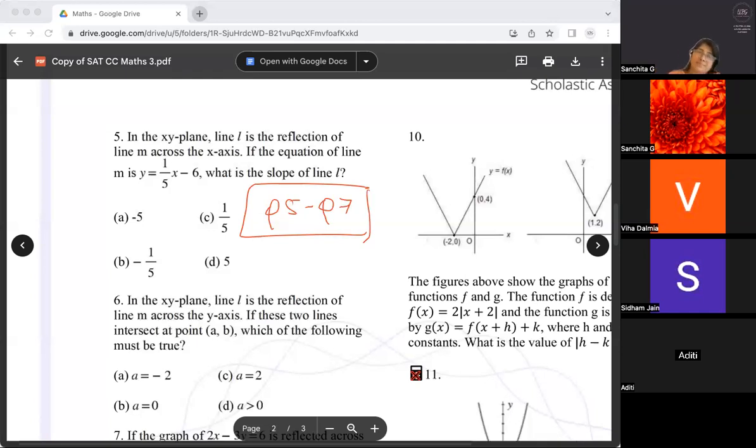Clear, Rishi? Guys, keep on asking doubts. I really like you asking doubts. That shows that you're being very attentive. Full 800 in mathematics is super easy.